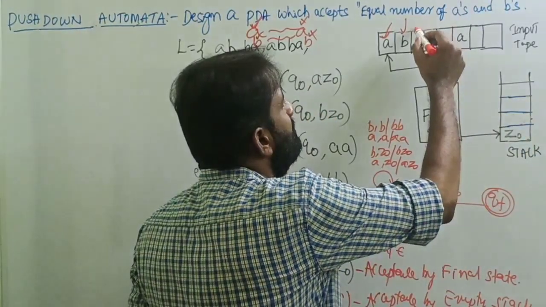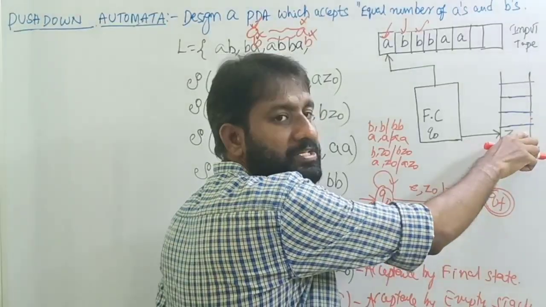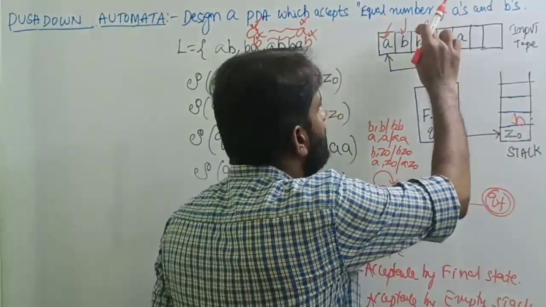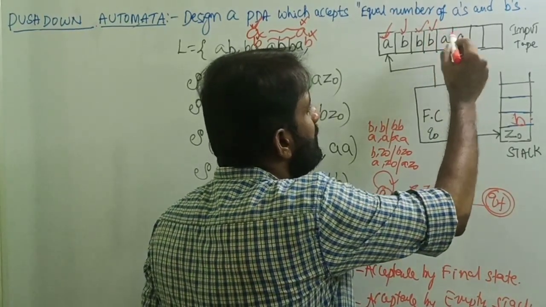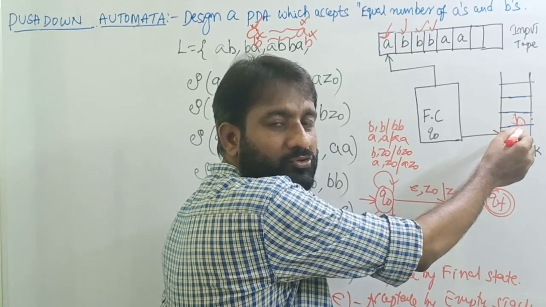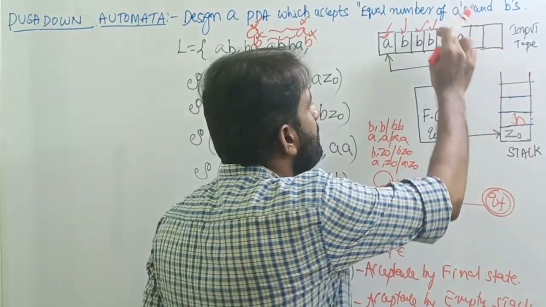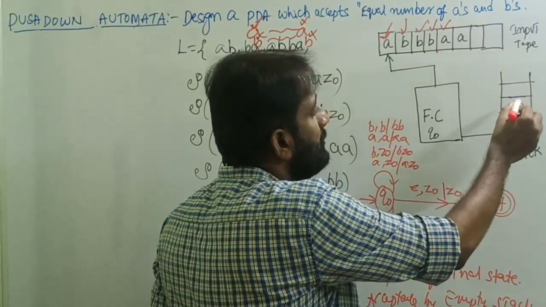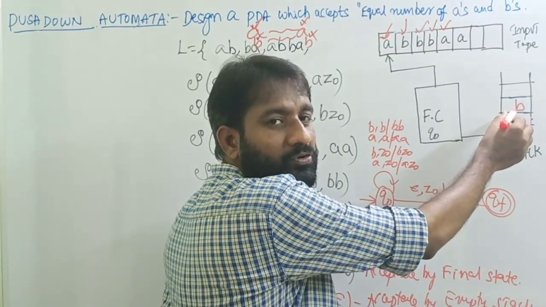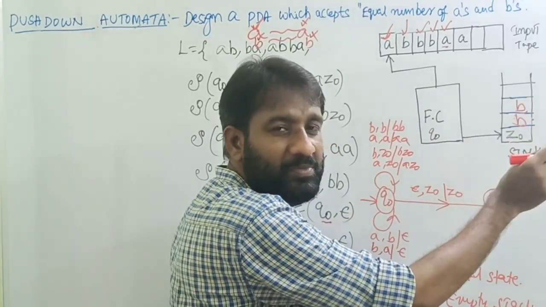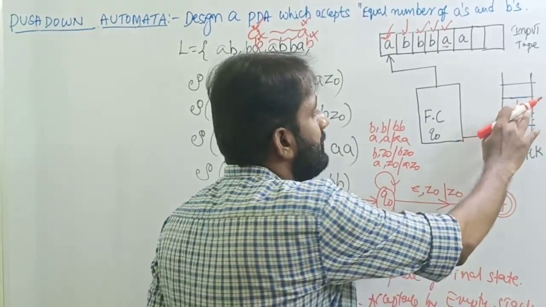Then the next symbol is B, top of the stack is Z0. So add B onto the stack. Then the next symbol is B, top of the stack is B. So both symbols are the same, so do the push operation onto the stack. Then the next symbol is A and top of the stack is B. So the symbol is A, top of the stack is B. Different symbols, do the pop operation from the stack.